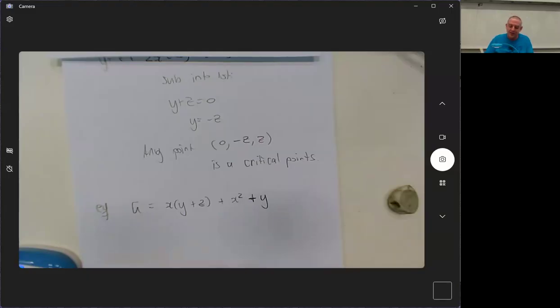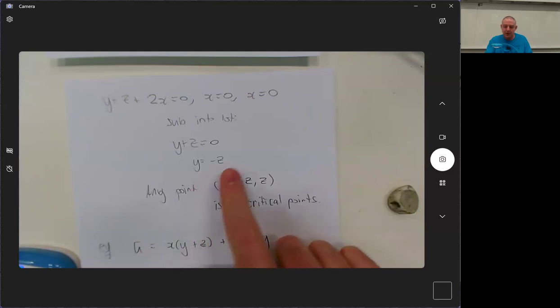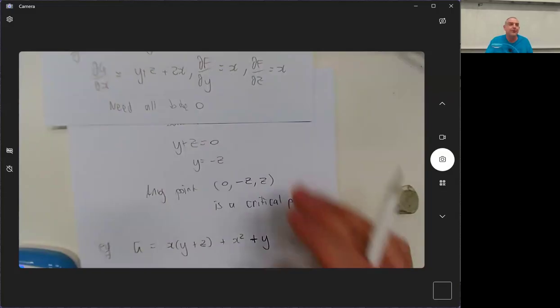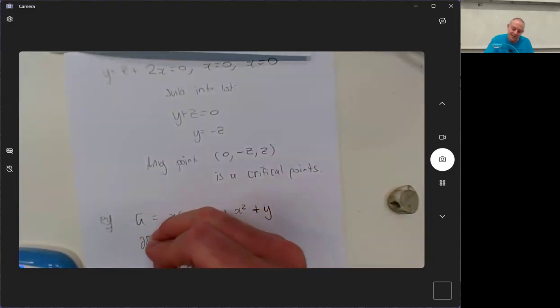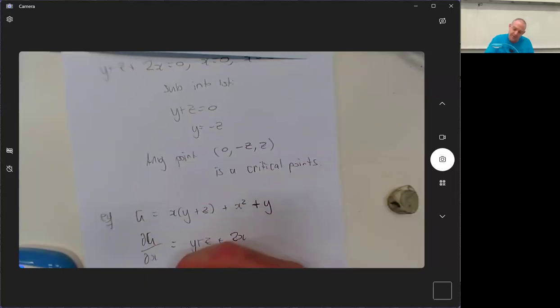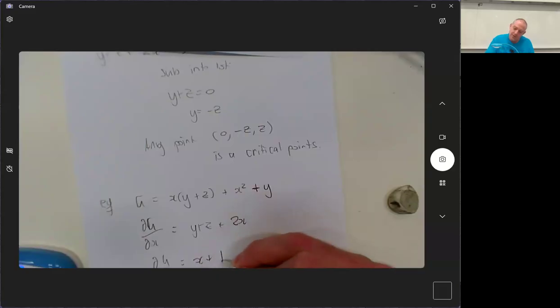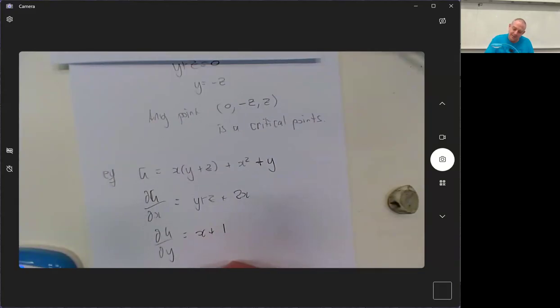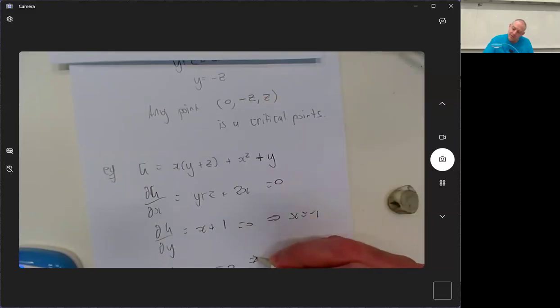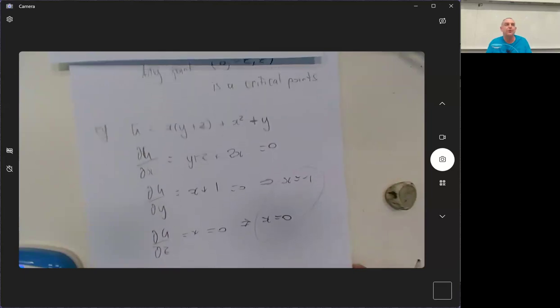This is going to come out to have an extra plus 1 in the derivative of y, which means that x is going to have to be simultaneously x equals 0 and x equals minus 1, and that's impossible. So just to be clear, dg/dx is y plus z plus 2x. dg/dy is x plus 1. dg/dz is x, and this is equal to 0, this is equal to 0, this is equal to 0. That means that x is minus 1. That means that x is 0, and you can't have both of those true at the same time.